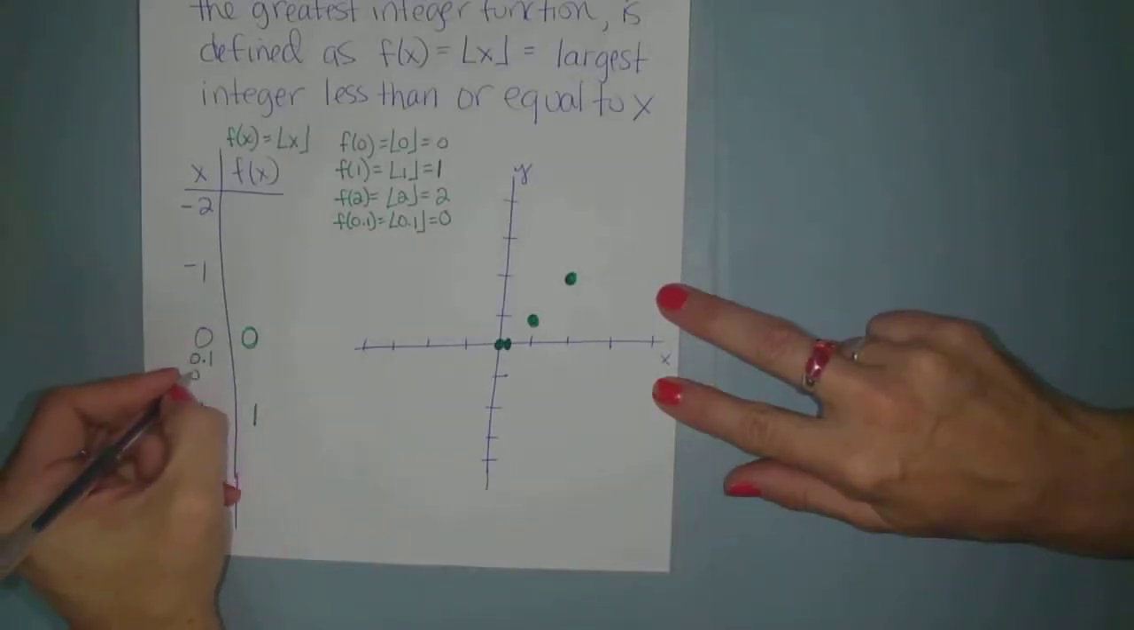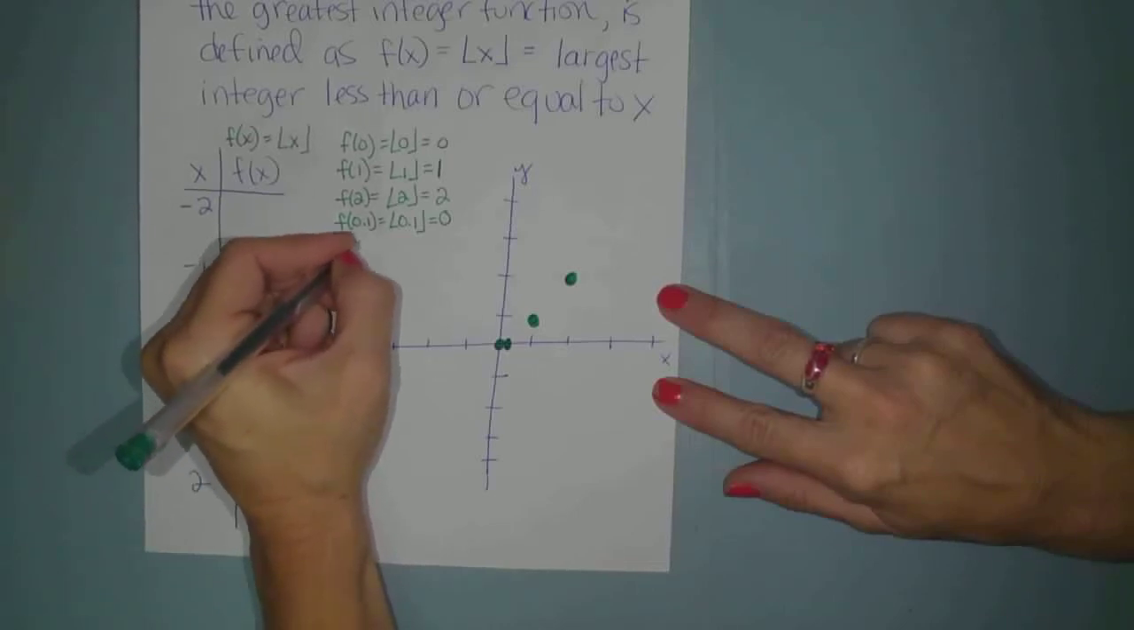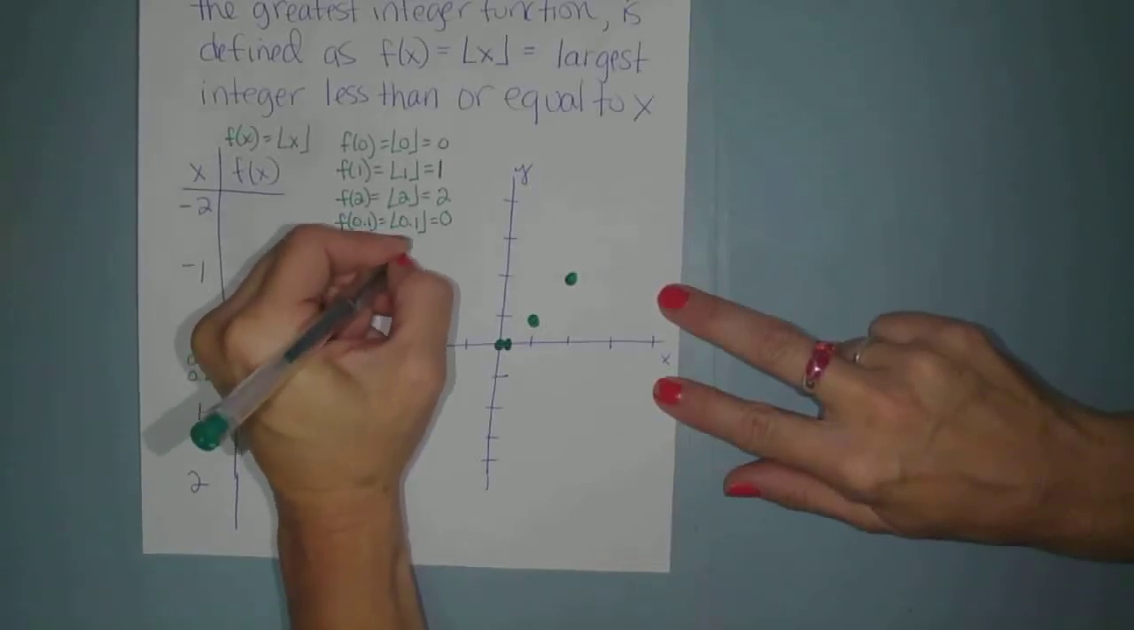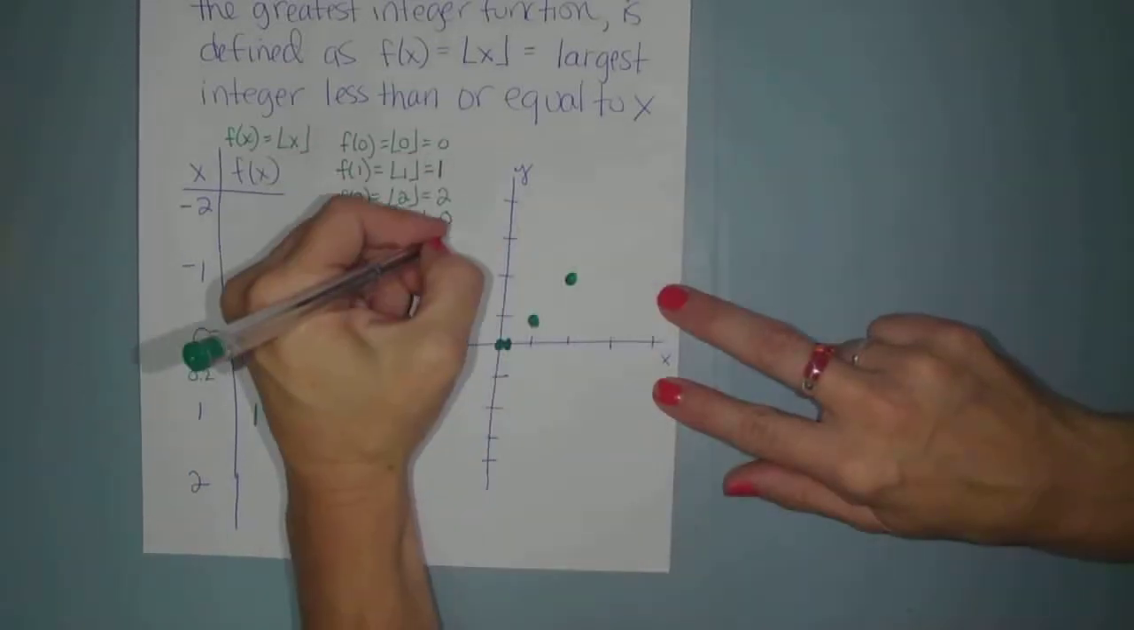Okay, and if I do 0.2, f of 0.2 is the largest integer less than 0.2? Well, that's also 0.